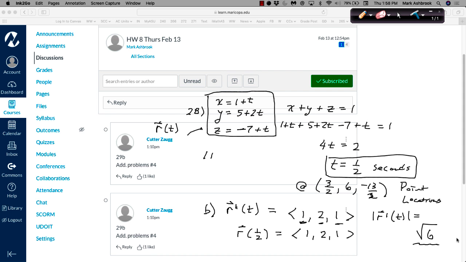Okay, 29B, I think, was requested. Is that right, Cutter? Yeah. At what time does the stone hit the ground? Okay, so looking at any more questions about 28?